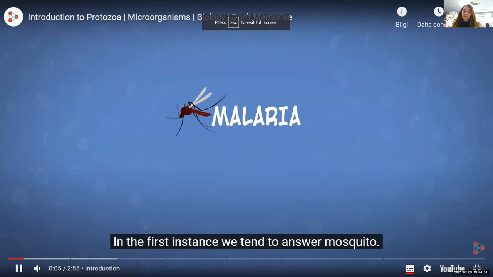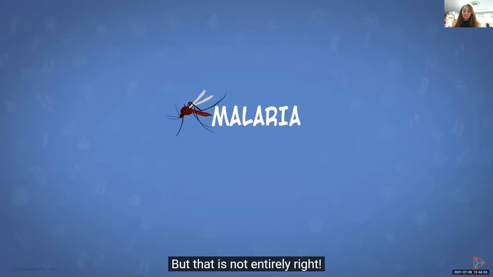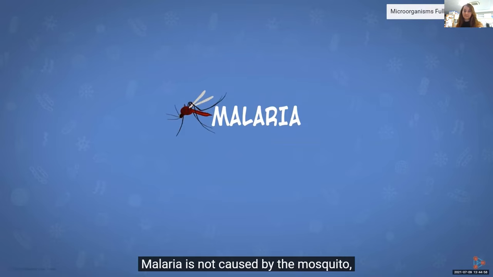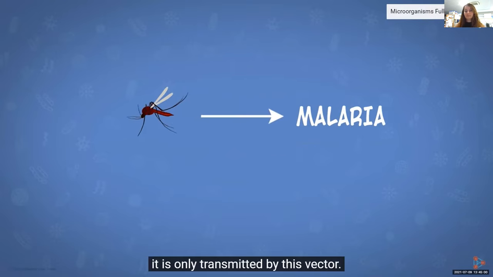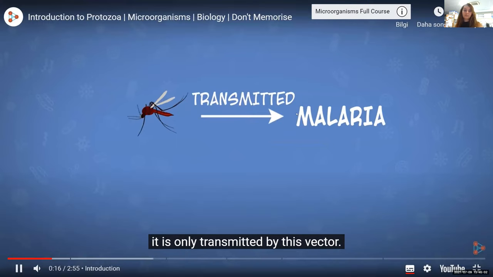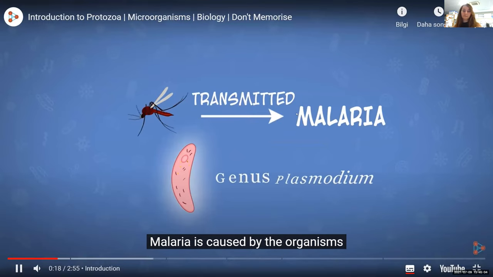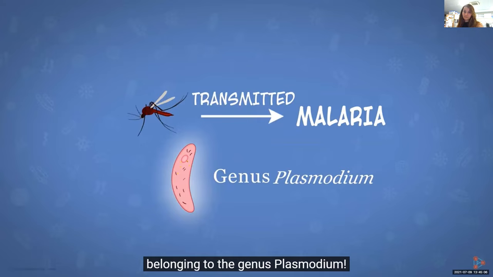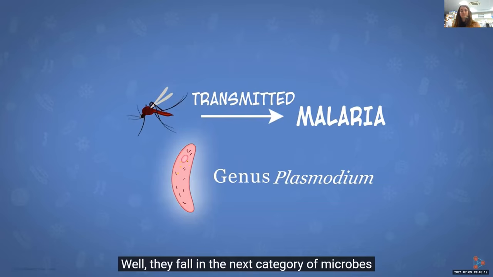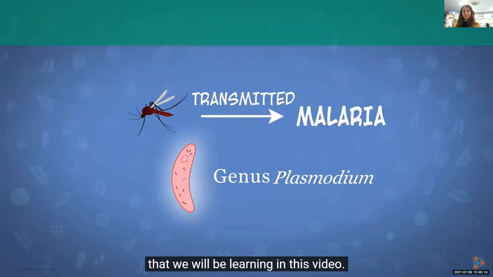In the first instance, we tend to answer mosquito. But that is not entirely right. Malaria is not caused by the mosquito. It is only transmitted by this vector. Malaria is caused by the organisms belonging to the genus Plasmodium. And what are these organisms? Well, they fall in the next category of microbes that we will be learning in this video.